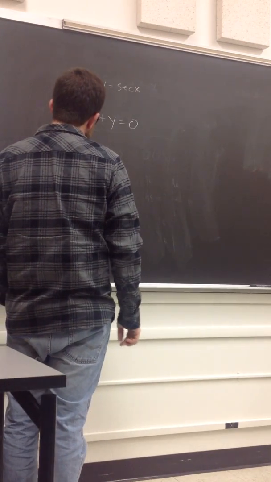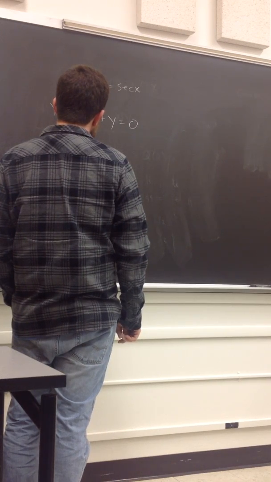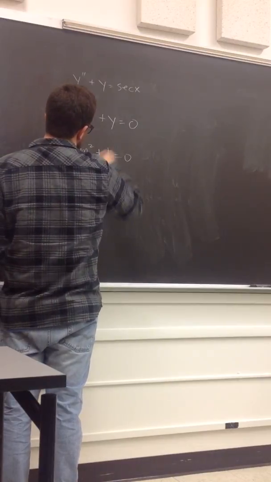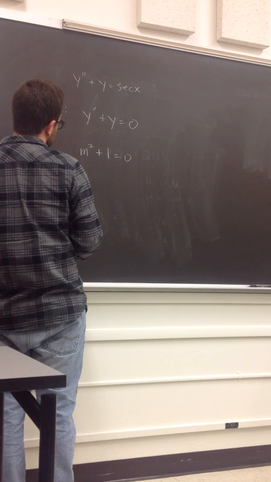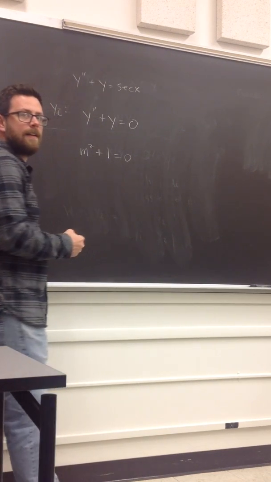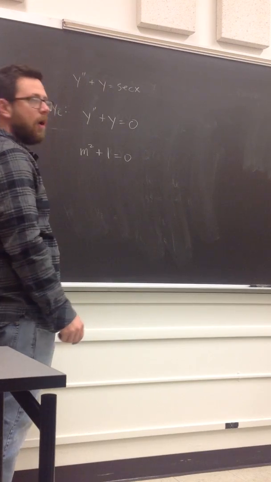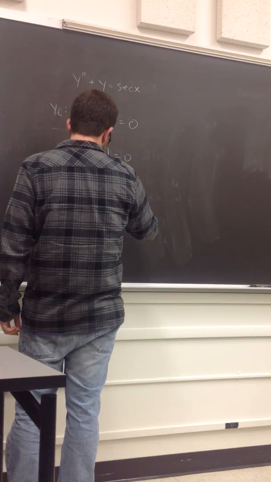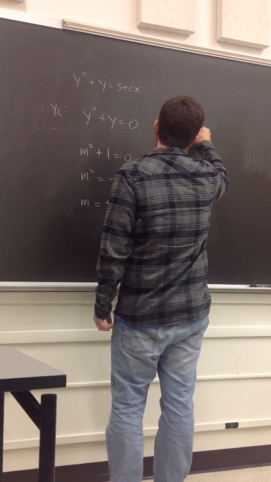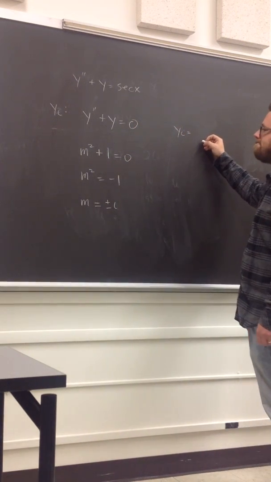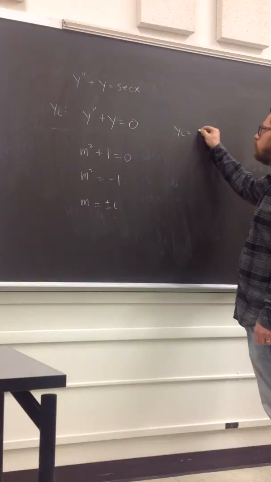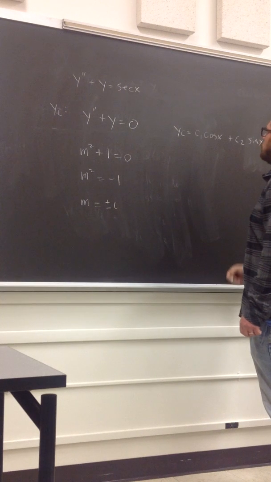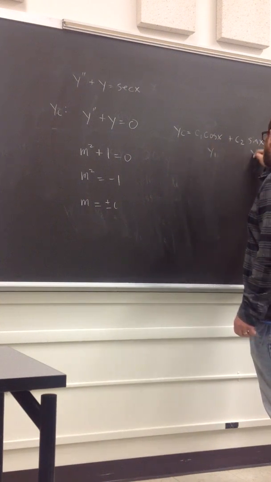All right, how do I solve this? M squared plus 1. So we can write the auxiliary equation. m squared equals minus one, and m equals plus or minus i. So yc is what? C1 cosine x plus C2 sine x. Okay, so let's call this y1 and call this y2.